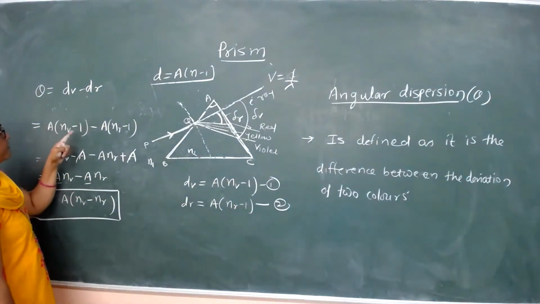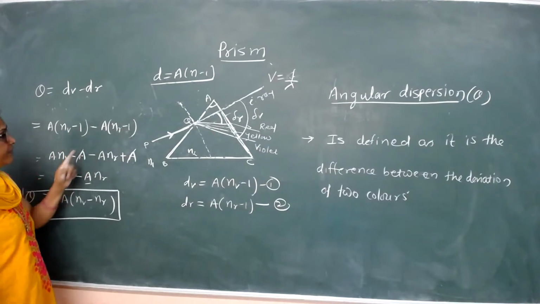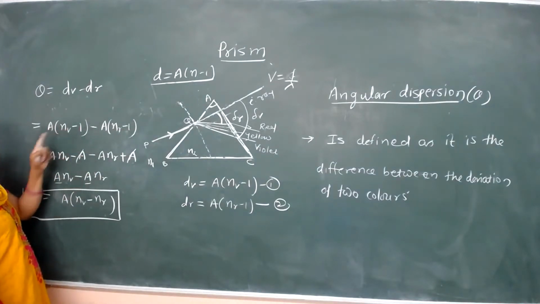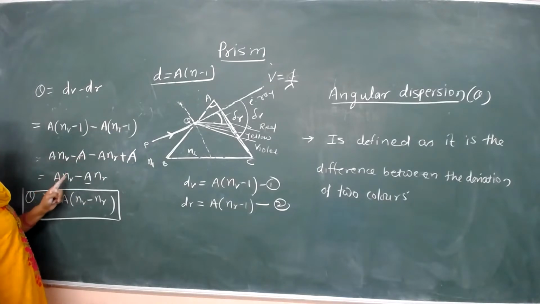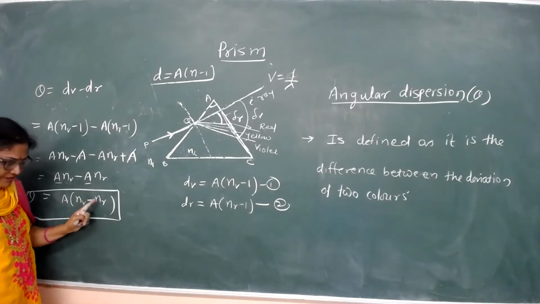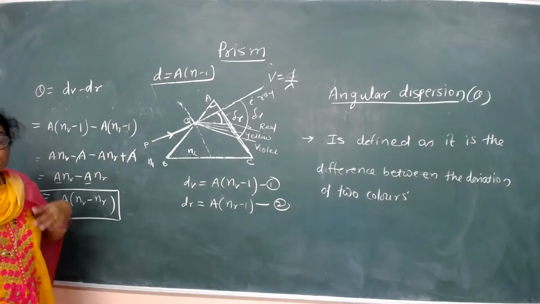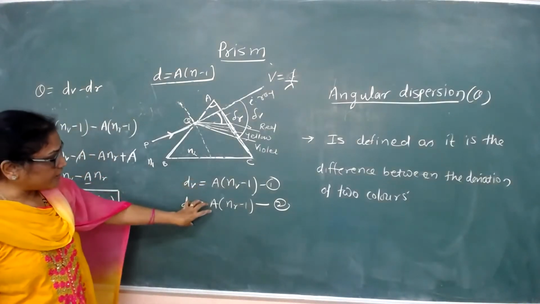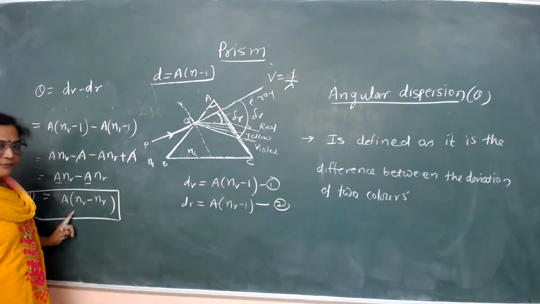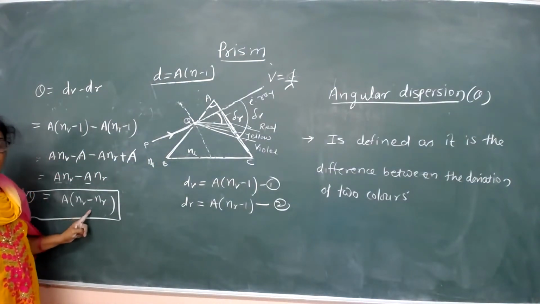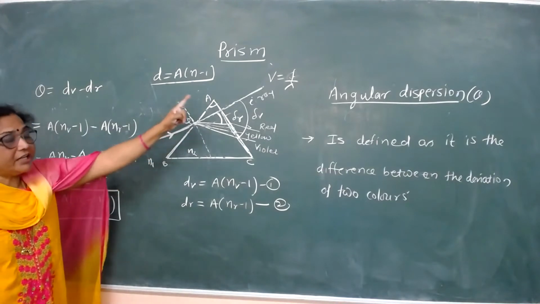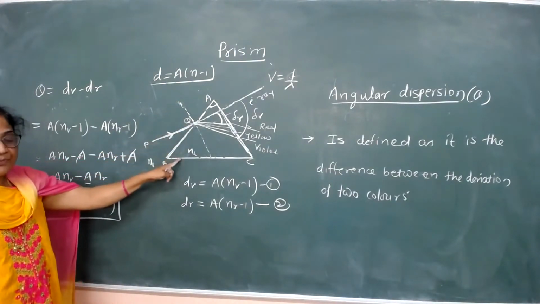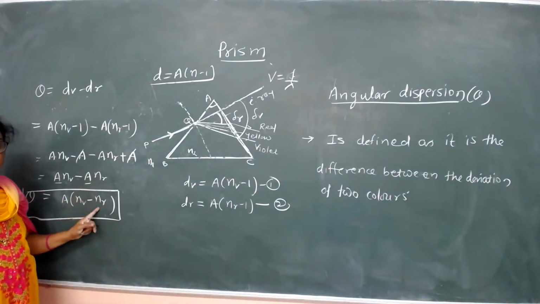Therefore, this is equal to A into nV minus 1 minus A into nr minus 1. Simplify this bracket: minus A and plus A get cancelled, leaving A into nV minus A into nr. Therefore, theta is equal to A into nV minus nr. This is known as the angular dispersion. Then find out the dispersive power. See here, angular dispersion depends upon the angle of the prism, the refractive index for violet and the refractive index for red color, and it also depends upon the refractive index of the surrounding medium. So in this way, we derived the expression for the angular dispersion.